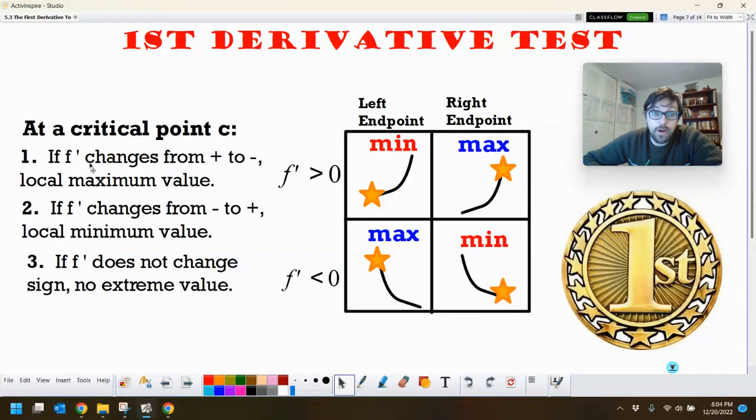A reminder that if our derivative is changing from positive to negative, we get a local maximum. If we are changing from negative to positive, we get a local minimum. Be careful about whether or not the first derivative doesn't change sign at all. If that ever happens, you do not have an extreme value. I didn't show that in this video because it's just like, well, it didn't change, so nothing. There's also this right and left endpoint thing. This table is a representation of what was written in text when we had that slide.